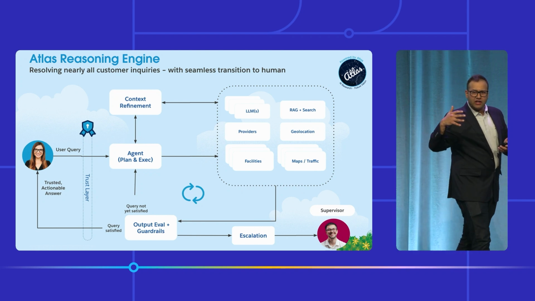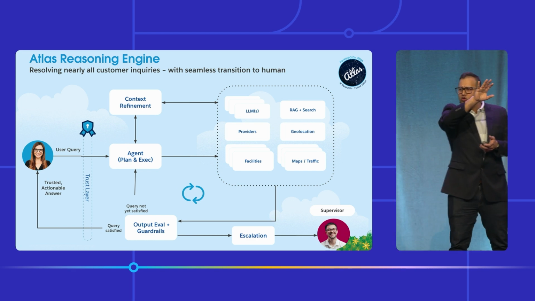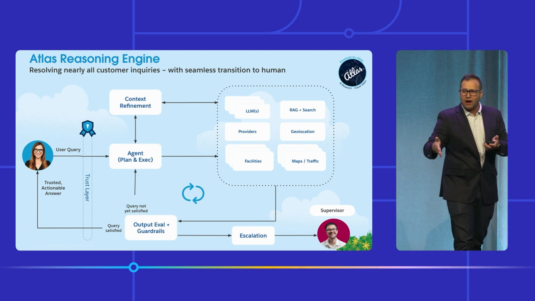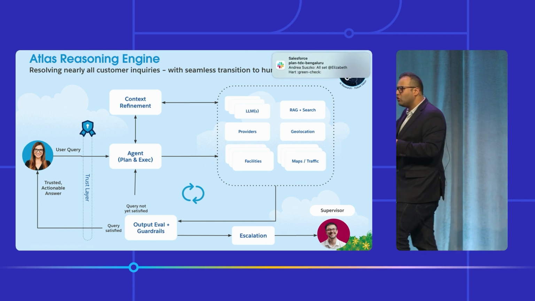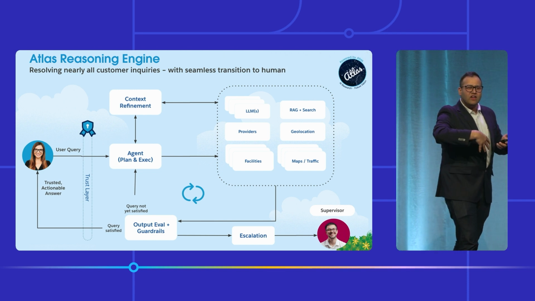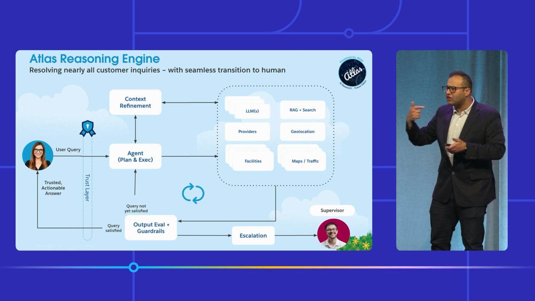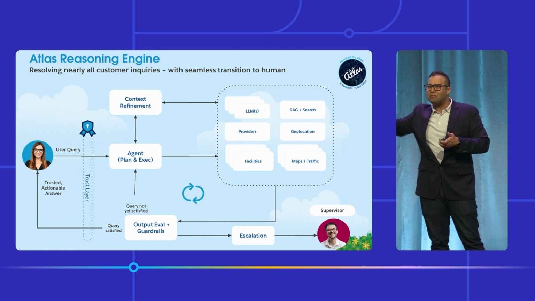Within the Atlas Reasoning Engine, let's try to understand how all of this is really working. You've got the user query coming in, right? And then it goes through the Einstein Trust Layer that Aditya just spoke about. And then it goes to the planner for all of the planning, for what steps need to be executed, what topic is relevant to this query, what actions need to be executed. If there's any additional context through RAG, let's do that. Let's refine that context to ensure we really understand the user query. Hit the LLM, get the response.